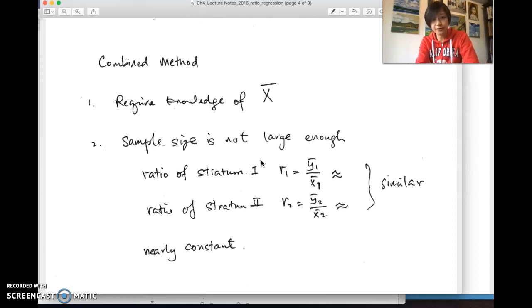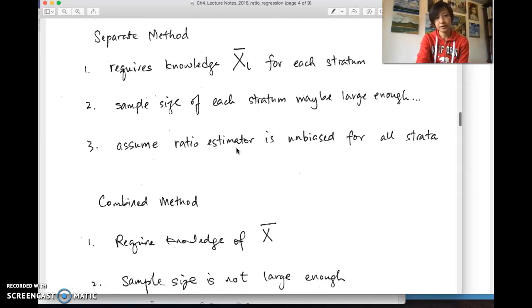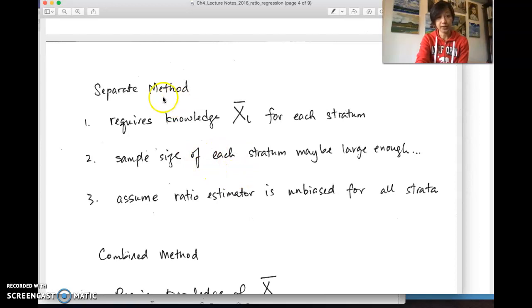When do we use the combined method? If we know the overall X bar, meaning we have the overall population true value of X bar, then we can use a constant R multiplied by that overall X bar to find my Y bar estimate under the combined method. Secondly, if the sample size is not large enough, like we just mentioned, if the sample size is so small, then we can rather go for a combined method. If the sample size is large enough, then we can use a separate method.